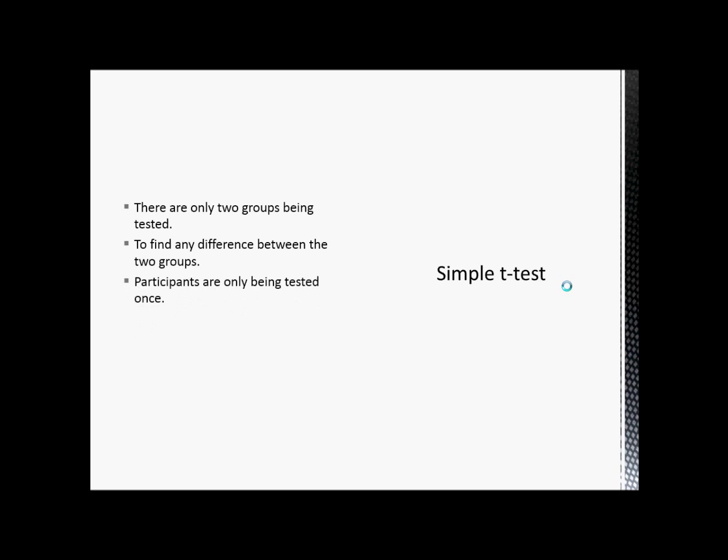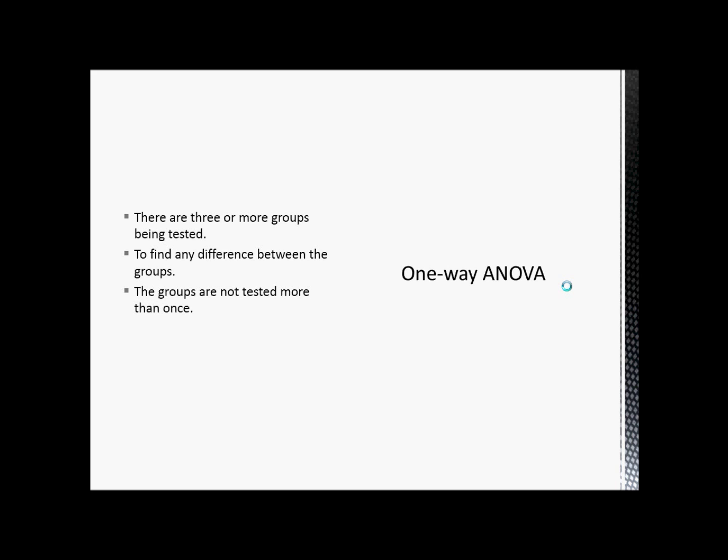Now you can check which test you can use, either a simple t-test or one-way ANOVA. For a simple t-test, you can only test two groups, where you find a group difference between both, and the participants can only be tested once. One-way ANOVA is when there are three or more groups being tested, and it finds out the difference between all the groups at once, and the samples from the groups can only be tested once as well.